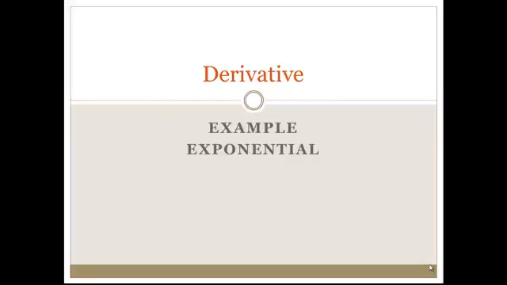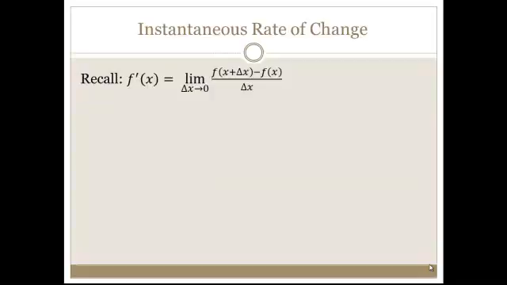We will now do an example where we compute the derivative of an exponential function. This example will be useful later in the course. Recall that our derivative at a point x is defined as the limit as delta x goes to 0 of f of x plus delta x minus f of x all over delta x.